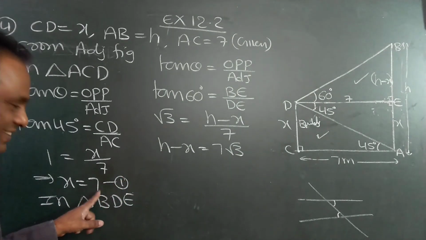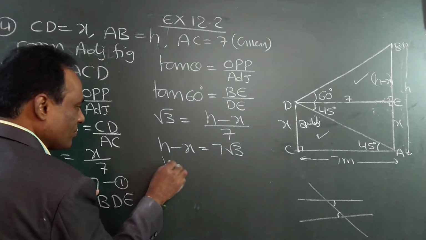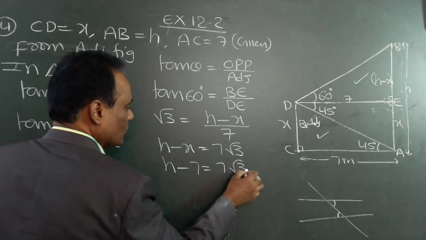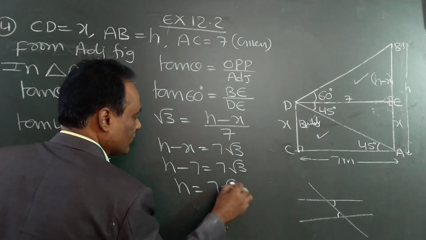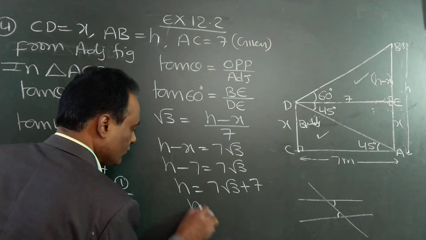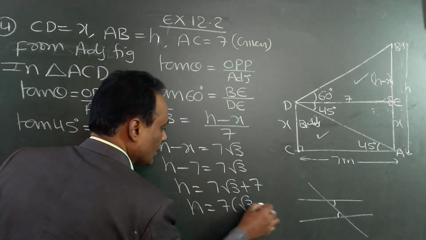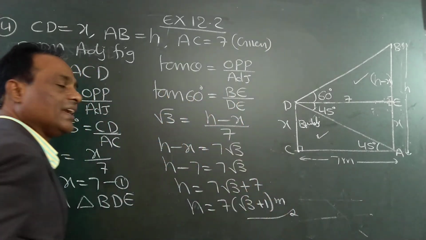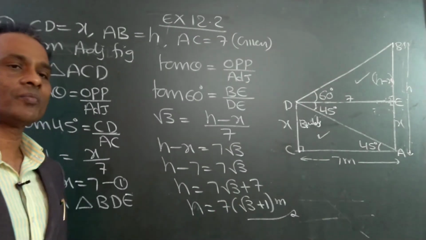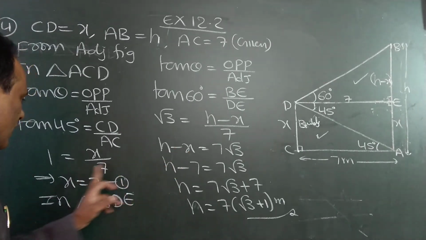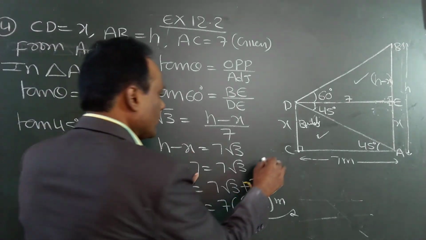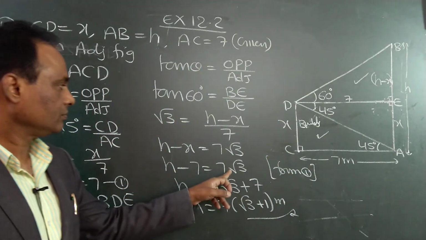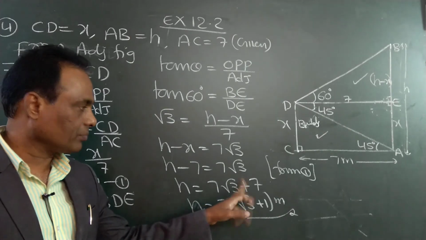X is already 7. H minus x, that is 7, is equal to 7 root 3. So minus 7 that side becomes plus 7. So h is equal to 7 into root 3 plus 1 meters. This is the height of the cell tower. We got the h value. In place of x I wrote 7, because we already got x equal to 7 from equation 1.